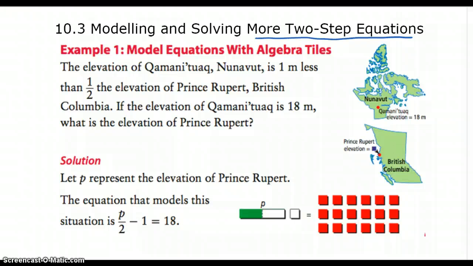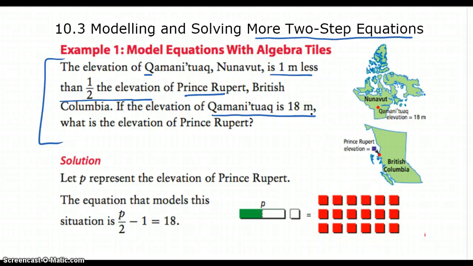This first one is a word problem. There's a scenario here where we're talking about the elevation of Kumantuk. I don't know how to say that, but we'll just call it Q-Town. Q-Town in Nunavut is 1 meter less than half the elevation of Prince Rupert, British Columbia. And then it goes on to say, if the elevation of Kumantuk, Q-Town, is 18 meters, what is the elevation of Prince Rupert?